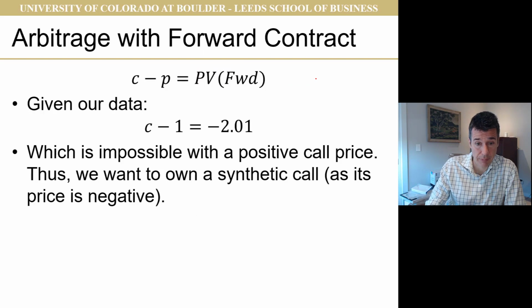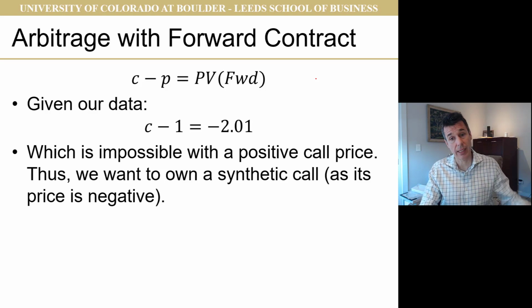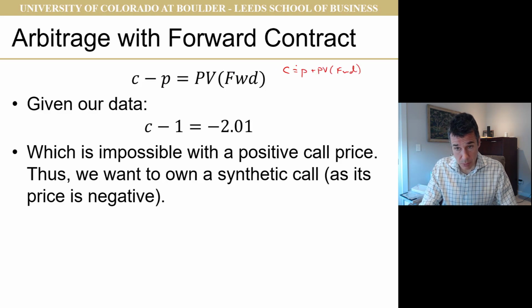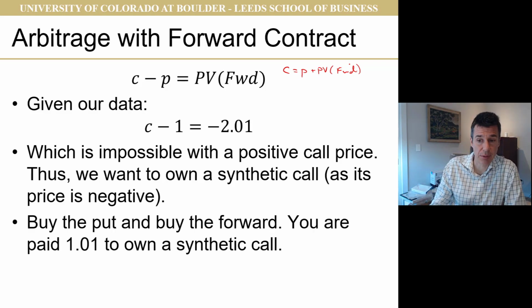So, the call has a negative present value. We want to own a synthetic call. If we want to own a synthetic call, again, rewriting our put-call parity, call equals put plus present value of a forward. We want to go long the put, long the forward. Buy the put, buy the forward. You're paid $1.01 to own a synthetic call.